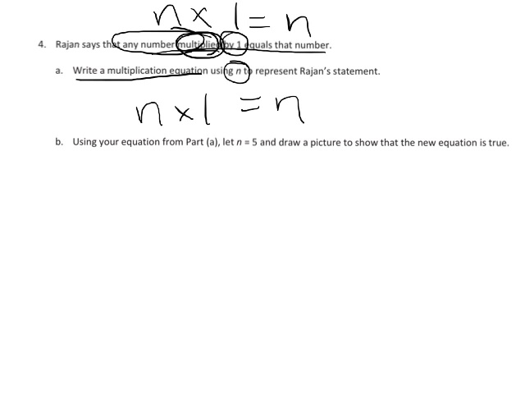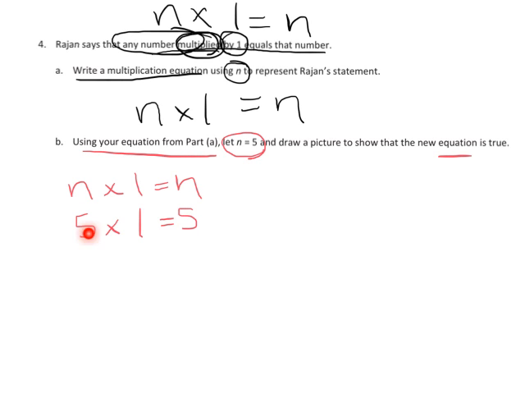Now it says, using your equation, let n equal 5 and draw a picture to show that the new equation is true. So let's see. We're going to start off with n times 1 equals n, but then we're going to turn it into 5 times 1 equals 5. And we're supposed to draw a picture. A couple of ways we could do it. We could either think of this as 5 groups of 1, or we could think of this as one group of 5. In either way, we can show that the answer is indeed 5.